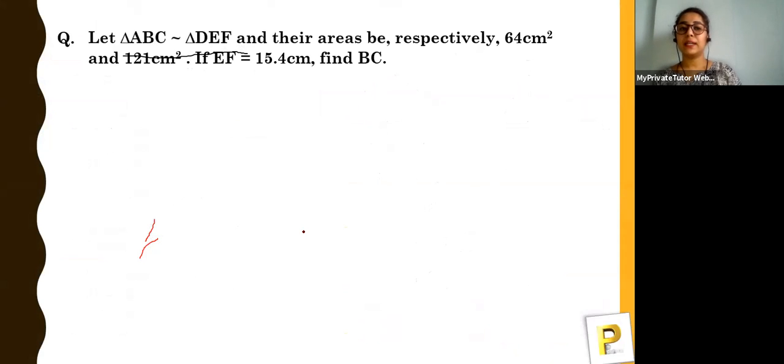So we have triangle ABC is similar to triangle DEF. Their areas are respectively 64 centimeter square and 121 centimeter square, so they have already given us the areas. If EF is equal to 15.4 centimeter, find BC. They have given us the areas and told us to find the value of BC.